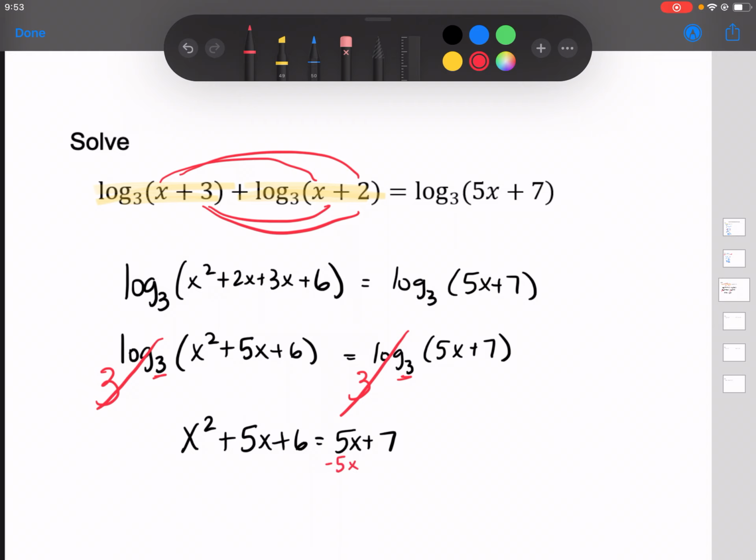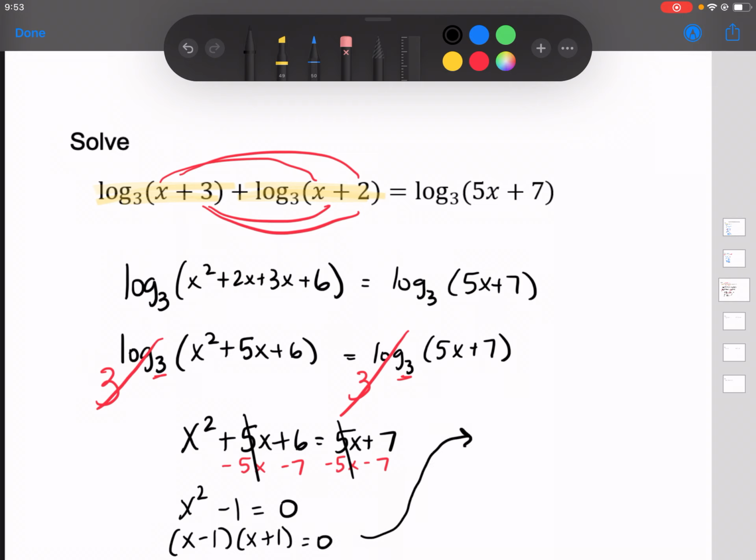And I'm going to go ahead and get this equal to 0, since I know I'm going to have to factor, since there is an x squared term. So I have x squared minus 1 equals 0, so I'm going to have two answers. And that factors to x plus 1, x minus 1. So x is, if I find my zeros, x is equal to positive 1 and negative 1.